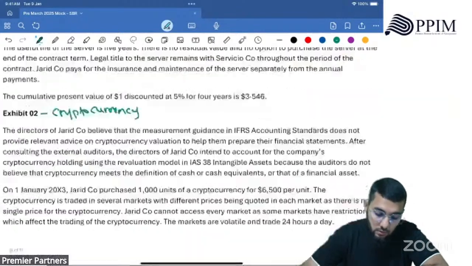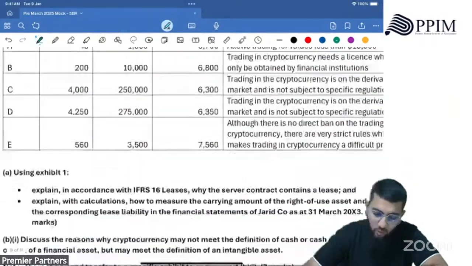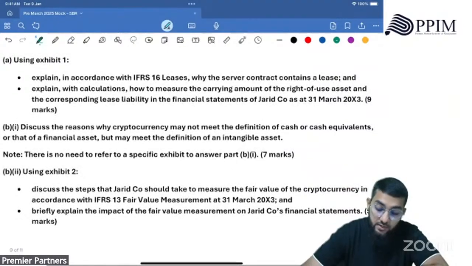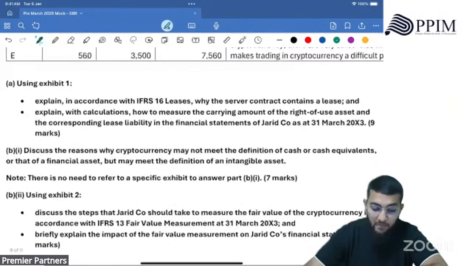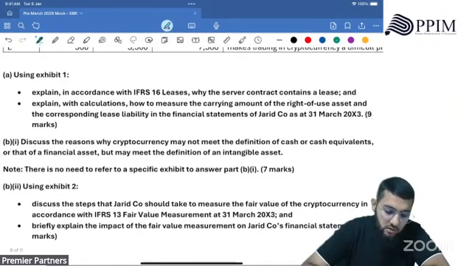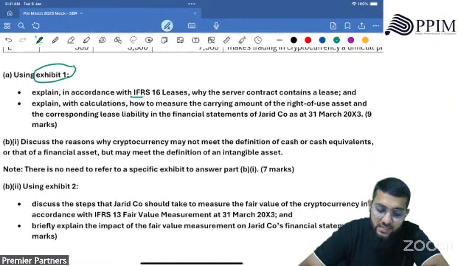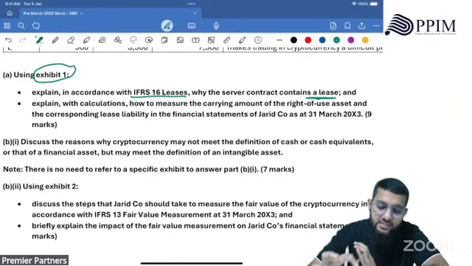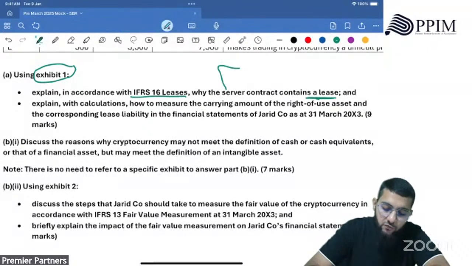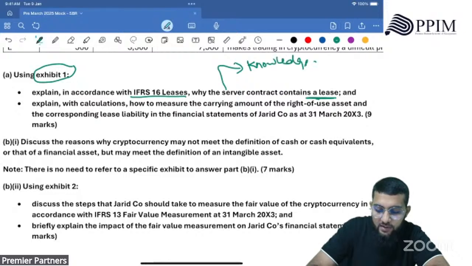Right. So what are the requirements? As I always say, copy the requirements, paste it, then you start answering accordingly. Using exhibit 1, here you're supposed to use exhibit 1. Explain in accordance with IFRS 16 Leases why the server contract contains a lease. Why is that a lease? So for this, you have to bring in knowledge of the standard.